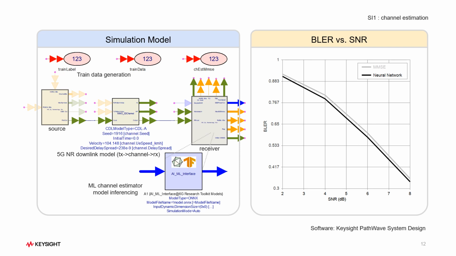CNN-based channel estimation has many advantages. It can learn complex, nonlinear relationships between the received signal and the channel responses, potentially outperforming traditional linear estimation techniques.